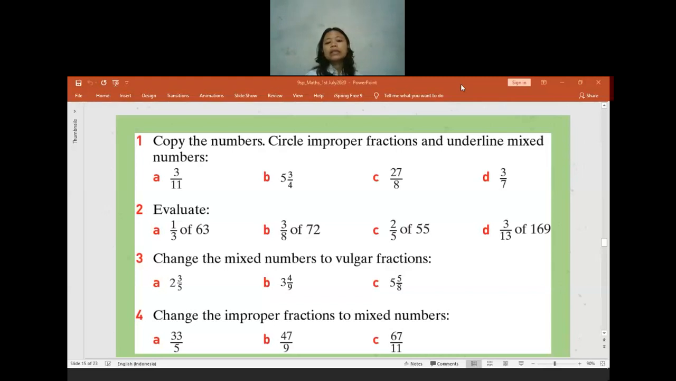Anyone want to help me? For question 1, which one do I have to put a circle? Is it A, B, C, D? Circle P. Okay. Improper fraction? No, C. Yes. Improper fraction is C. Yeah. Okay.